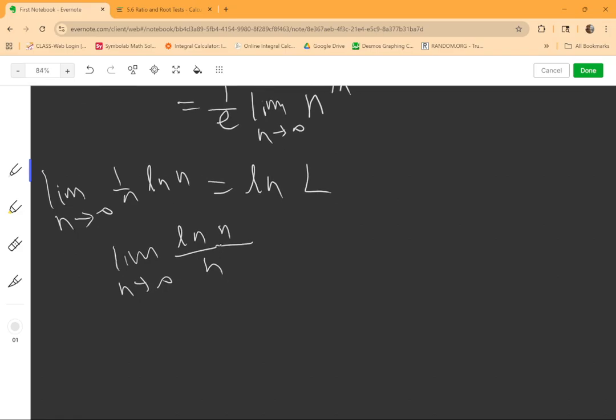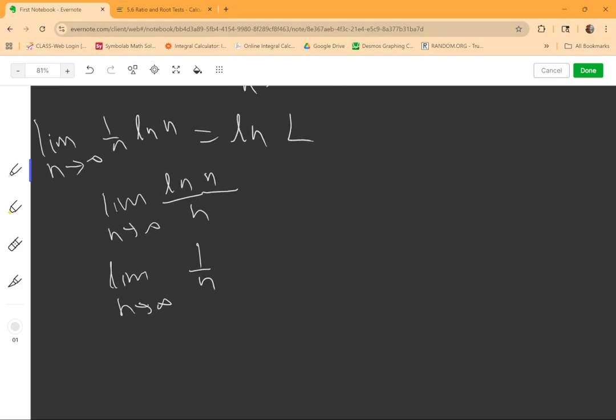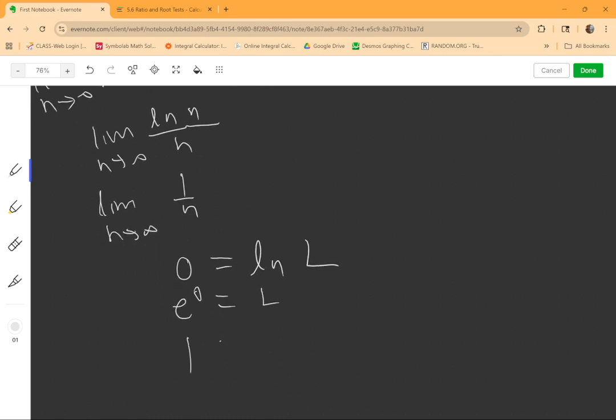Applying L'Hopital's rule, since they're both infinity over infinity, we get the limit as n goes to infinity of 1 over n. All right, and so 1 over n over 1 is just 1 over n, and when that goes to infinity, we get 0 equals ln of L. So that means that e to the 0 is equal to L, or 1 is equal to L.